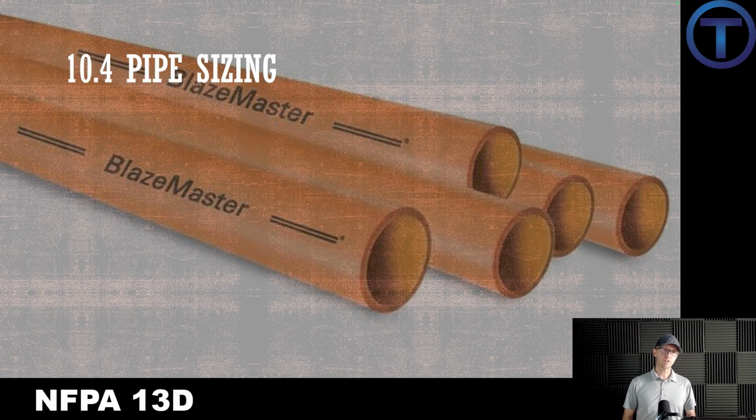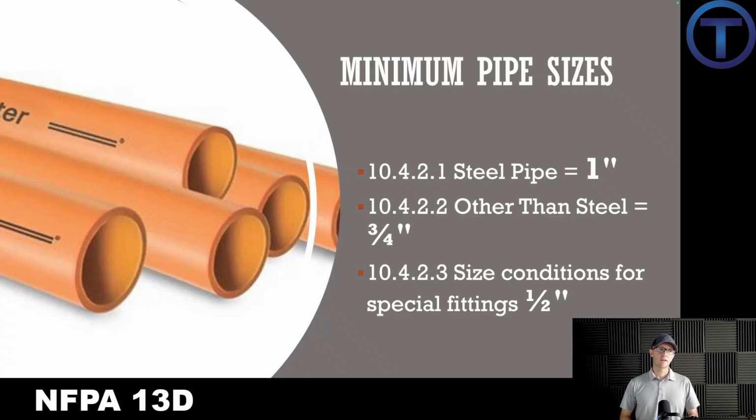10.4 brings us to pipe sizing. And it says, for specially listed piping products, friction loss for the pipe and fittings shall be permitted to be calculated based on manufacturer's data. So we're going to talk through some of the considerations for pipe sizing, including 10.4.2.1, which gives us some minimum. The minimum pipe size for any steel pipe is going to be 1 inch.